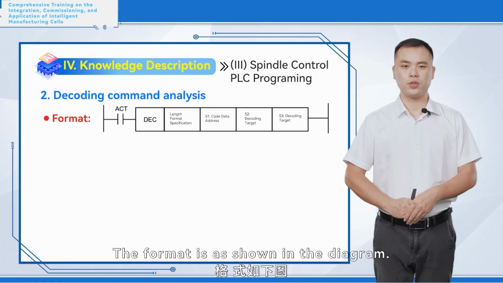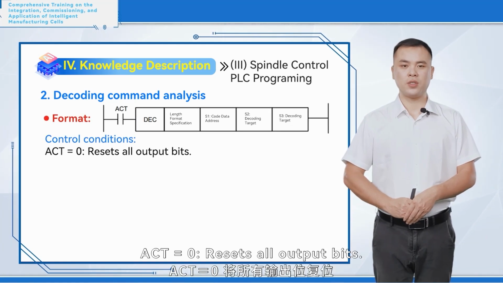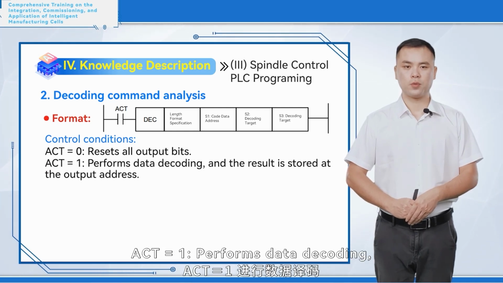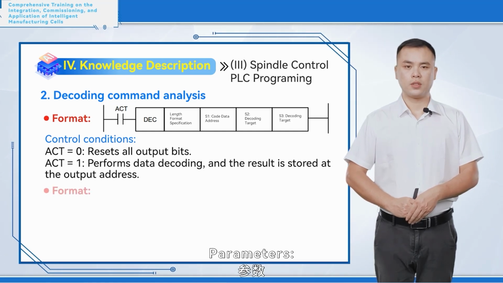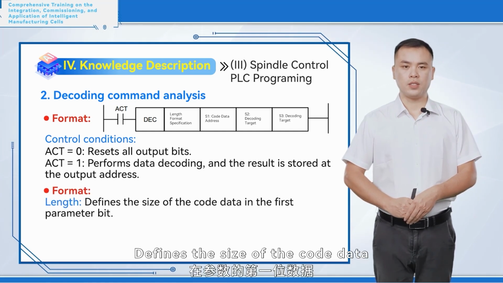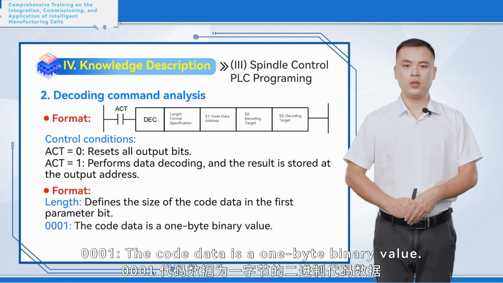The format is as shown in the diagram. Control conditions: ACT equals 0 resets all output bits. ACT equals 1 performs data decoding, and the result is stored at the output address. Parameters: Length defines the size of the code data in the first parameter bit. 0001.